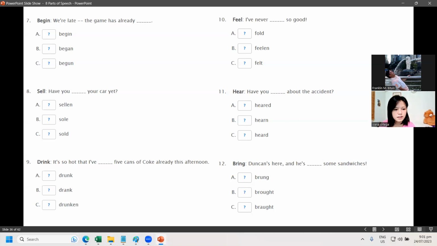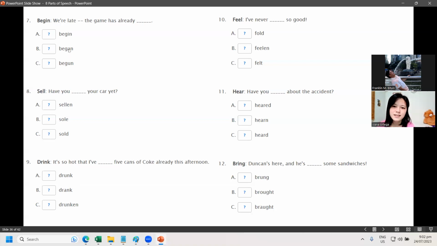It's so hot that I've drunk 5 cans of Coke already this afternoon. A or B? I don't know, sir, but I guess letter B. Again, don't forget, "drunk": A is past tense, U is past participle. So it should be letter A.